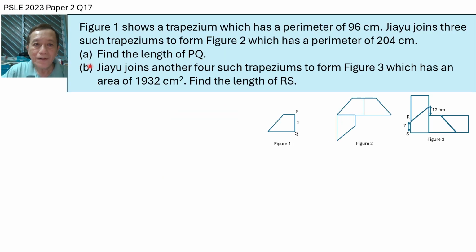First, we solve this problem. Figure 1 shows a trapezium which has a perimeter of 96 cm. Perimeter refers to the total length of the outer edges. This plus this plus this plus this.